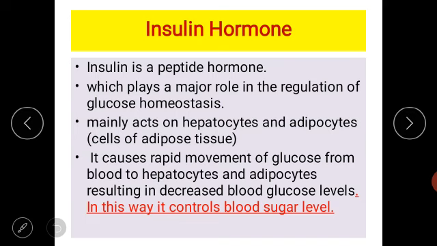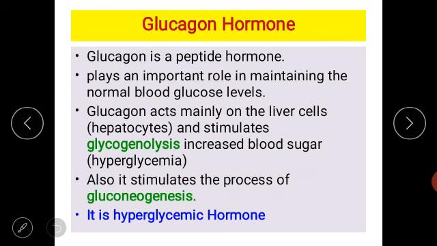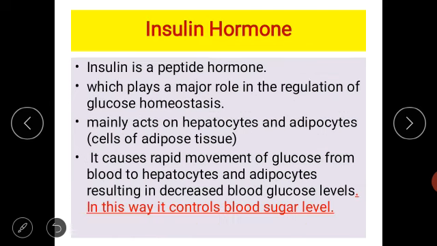Glucagon maintains the blood sugar level when it is below normal, or decreased. These conditions are termed hypoglycemia and hyperglycemia. As I have told you, glucagon is a hyperglycemic hormone because it increases the blood sugar level from low to normal. And insulin is a hypoglycemic hormone because the increased blood sugar level is decreased to normal.